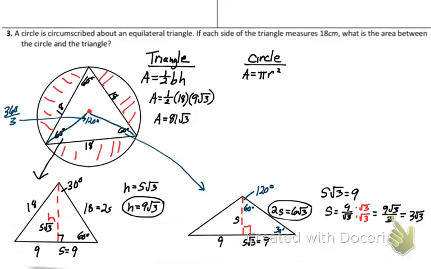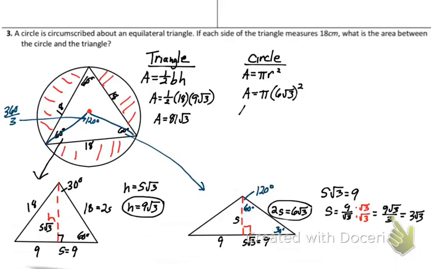Alright, so 30, 60, 90, right? We have to know those. So 6 square root of 3 is my 2s, which is also my radius. So I pull this triangle out. It's my radius. So that means the area of my circle is going to equal pi times my radius squared.